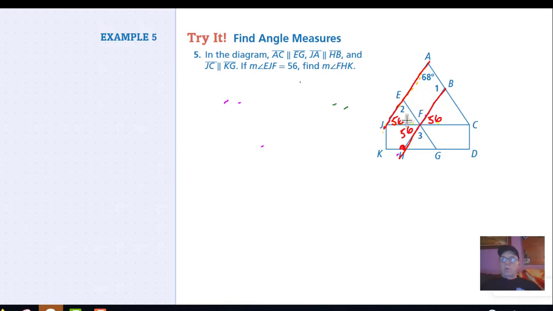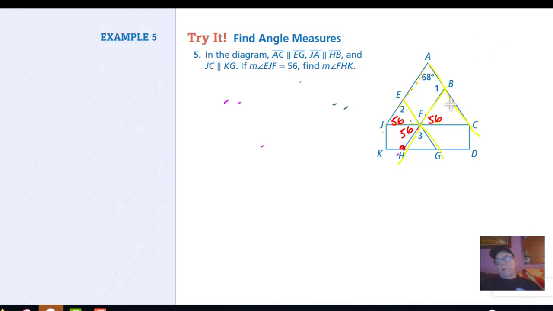Okay, so what else? That's maybe all we can do with those parallel lines for right now. Let me look at a different set of parallel lines. They're also telling us that EG and AC are parallel with each other. So here we have parallel lines cut by a transversal this way.